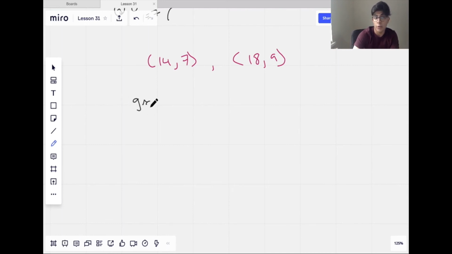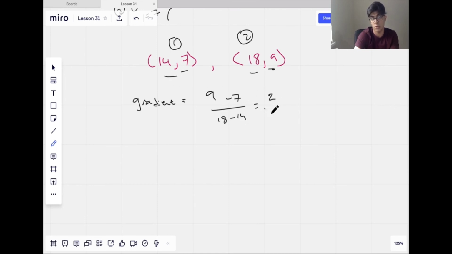So again, first thing we do, gradient, so change in y. So we look at this second number, so I'll do 1, 2 as usual. So we do 9 minus 7, change in y, over change in x, 18 minus 14, which is 9 minus 7 is 2, 18 minus 14 is 4, which is a half. And so we can write the equation of the line as y equals a half x plus c.